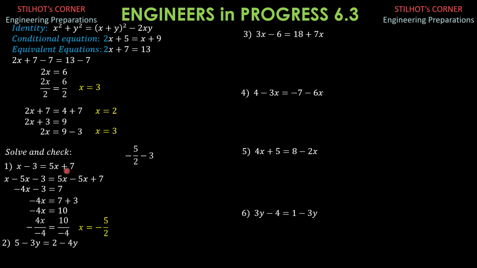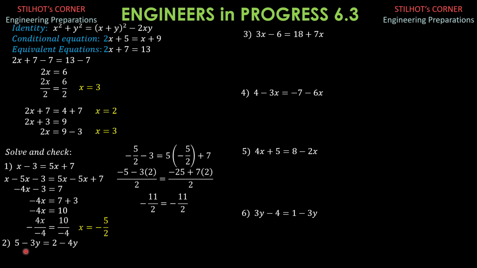So negative 5 halves minus 3 equals 5 times negative 5 halves plus 7. So by fraction, this is negative 5 minus 3 times 2 all over 2 because the LCD is 2. On the right side, this is negative 25 plus 7 times 2 over 2. So negative 5 minus 3 times 2 is negative 11, so this is negative 11 halves. On the right side, negative 25 plus 14 is also negative 11 over 2. Therefore, negative 11 halves equals negative 11 halves. So that checks our solution. So x is negative 5 halves.